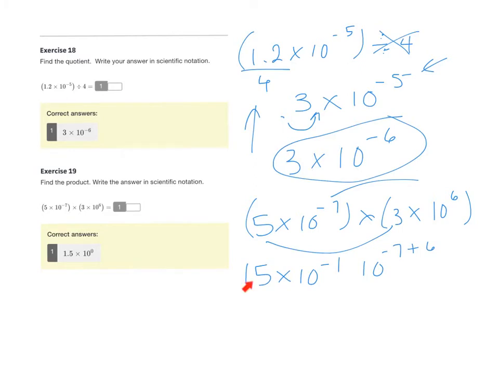Is this in scientific notation? The answer is no. So we're going to move that 1 over. That's going to be 1.5. Now it went from 15 to 1.5, so it went down. That means this exponent needs to go up. So 1 greater than negative 1 is 0, and anything to the 0 is 1, and 1.5 times 1 is just 1.5.